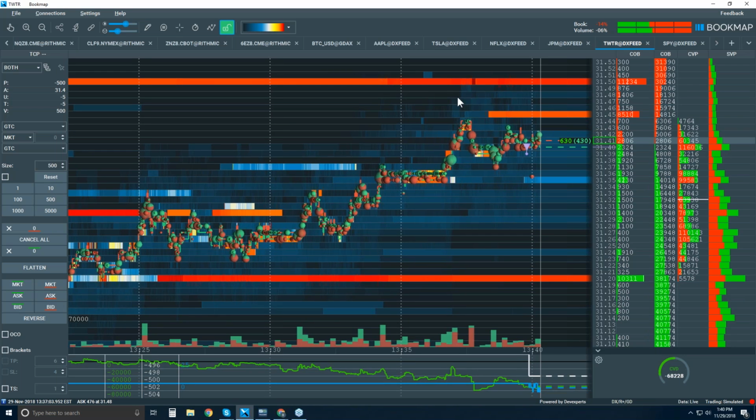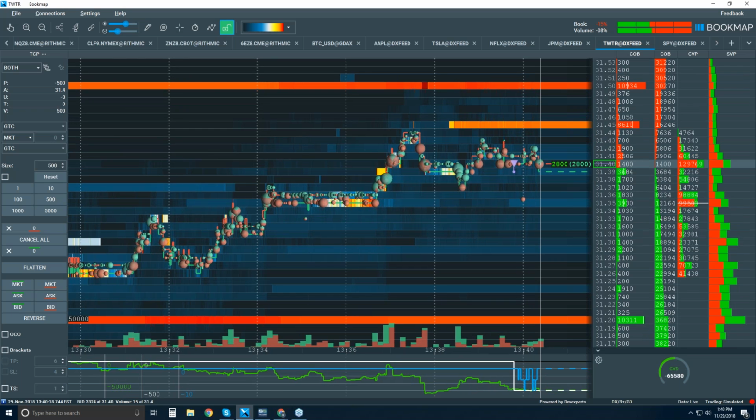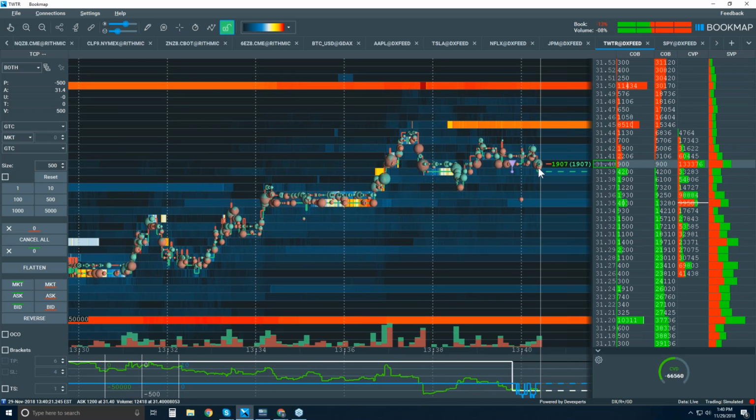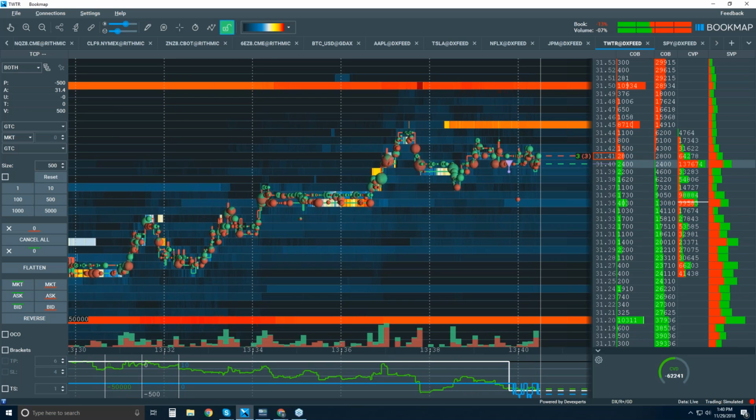All right, so yeah, looking at sellers here. Okay, so let's see if they can continue to hit the bid and maybe get down into this 3120 area here.